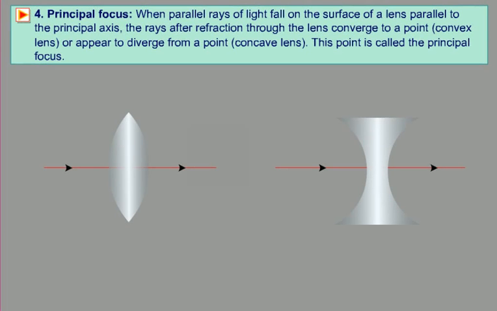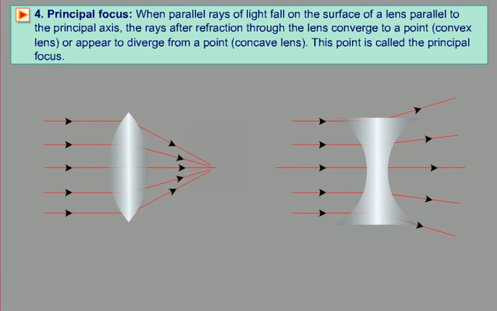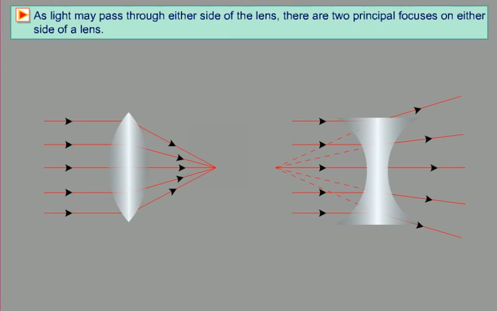Principal focus. When parallel rays of light fall on the surface of a lens parallel to the principal axis, the rays after refraction through the lens converge to a point, as in a convex lens, or appear to diverge from a point, as in a concave lens. This point is called the principal focus. As light may pass through either side of the lens, there are two principal focuses, one on either side of a lens.